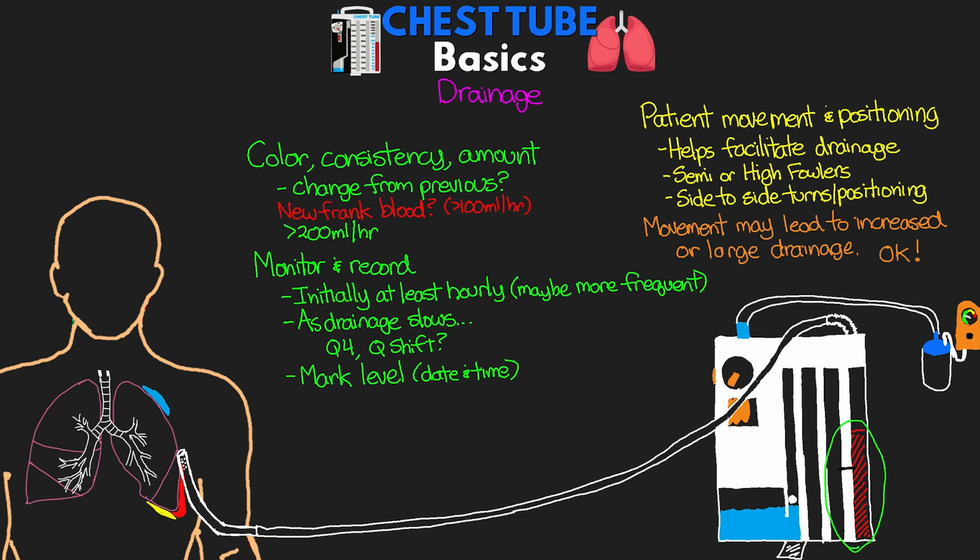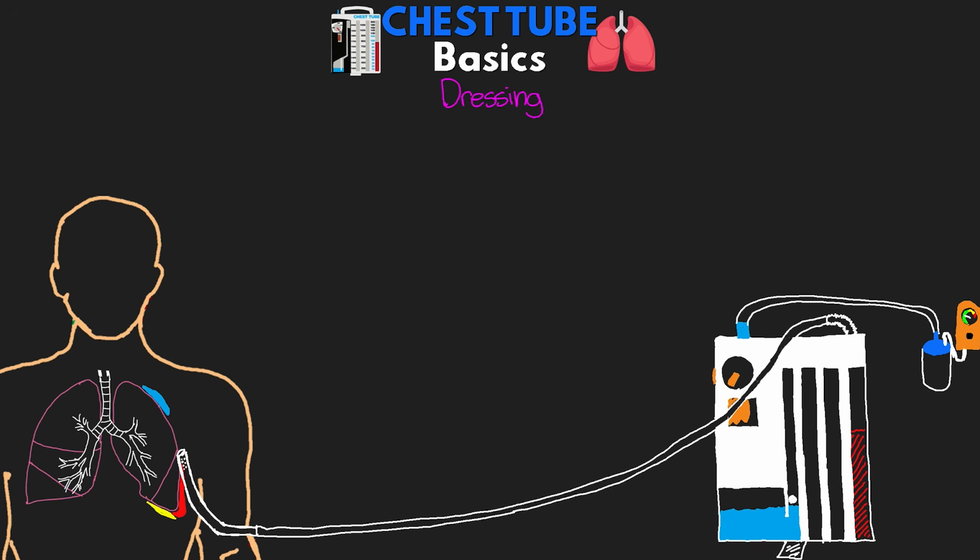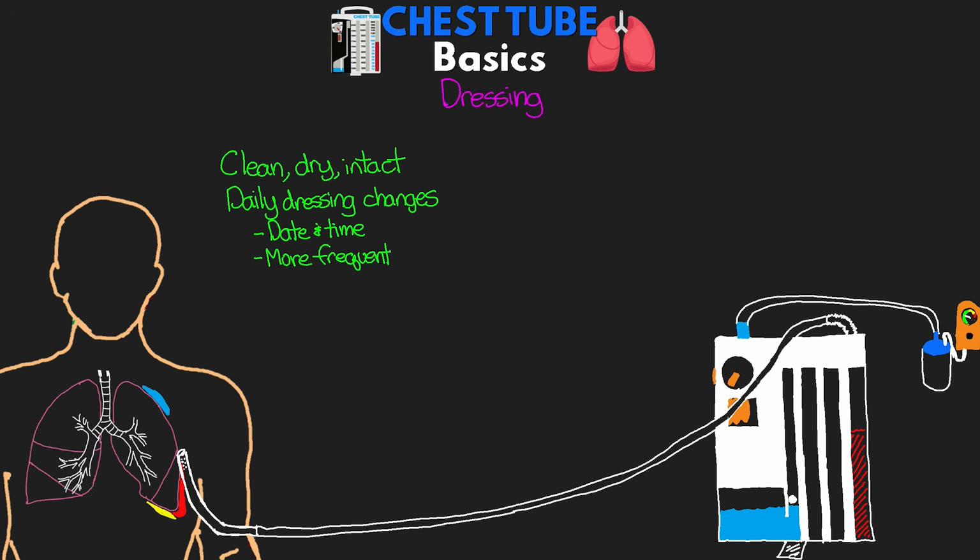Now, from there, we do want to focus on the dressing for our chest tube. So obviously, is it clean, dry, and intact? We're going to be doing at least daily dressing changes on that, so you want to make sure that you have the date and time on there. But if it is becoming saturated, if your patient is having a lot of drainage around the outside of the chest tube, then you may need to change this dressing more often.